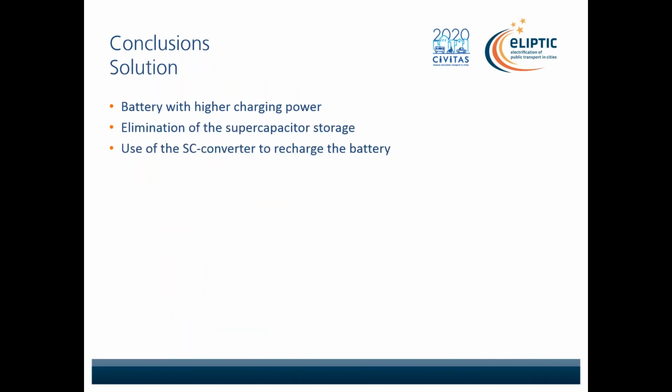charging station. And the solution would be a battery with a higher charging power, not necessarily with a higher energy content. This would mean that the supercapacitor storage must be eliminated, and the weight reserve we reach through that would help us to install a battery with a higher charging power and with the same energy content. And we would use supercapacitor converters to recharge the battery because they can provide a much higher charging power.